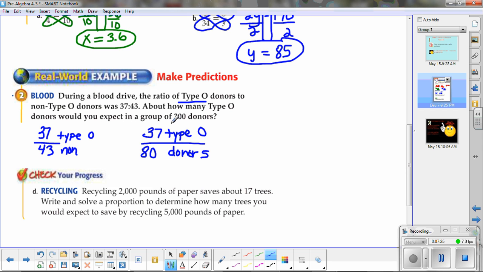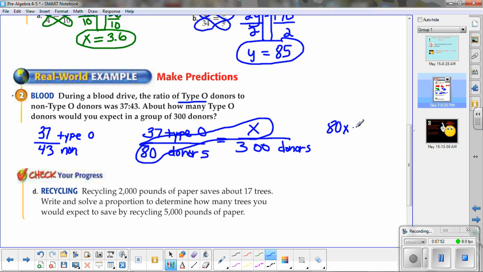Now I can predict how many I would expect in a group of 300 donors. I'd put the 300 donors on the bottom because it needs to be right across from the 80 donors that we had in our total before. And we don't know how many would be type O, so that's going to be our variable. Now the equation is going to be 80 times x, which is 80x, equals 37 times 300. 37 times 300 is 11,100.